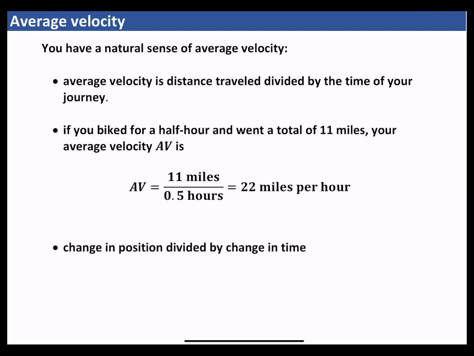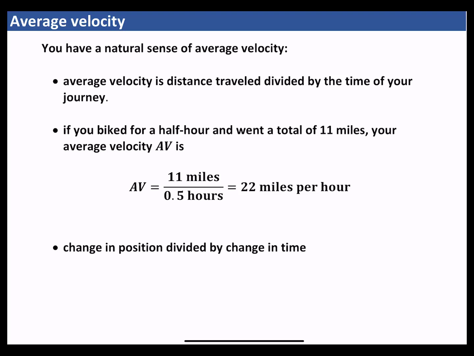Whether taking a jog, riding a bike, or driving a car, you have a natural sense of average velocity. Average velocity is distance traveled divided by the time of your journey. For instance, if you biked for a half hour and went a total of 11 miles, your average velocity, AV, is equal to 11 miles divided by 0.5 hours, which equals 22 miles per hour.